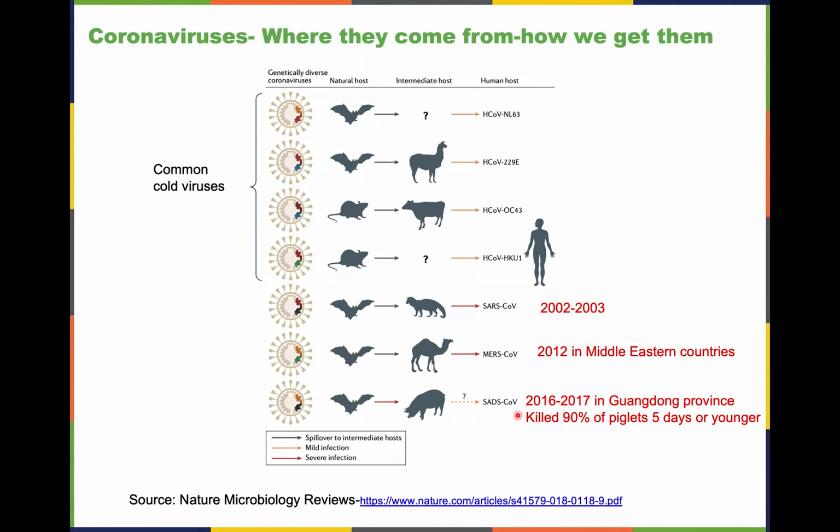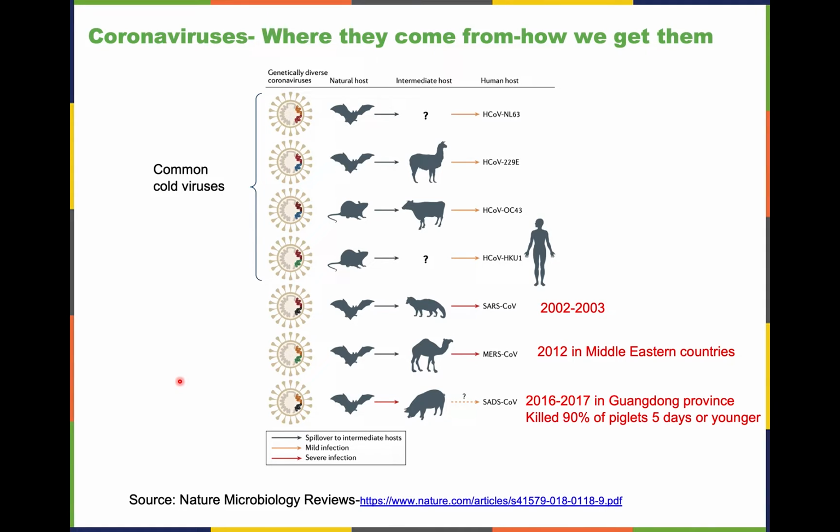Then we have SARS-CoV, which in 2016 to 2017 in the Guangdong province of China killed more than 90% of piglets 5 days or younger. And again, it was quite devastating for the farming industry. So that's basically an overall of what is known about coronaviruses that infect human beings. And what this chart doesn't show is SARS-CoV-2, which is the one that is causing the pandemic now. And that's because it's a new virus.